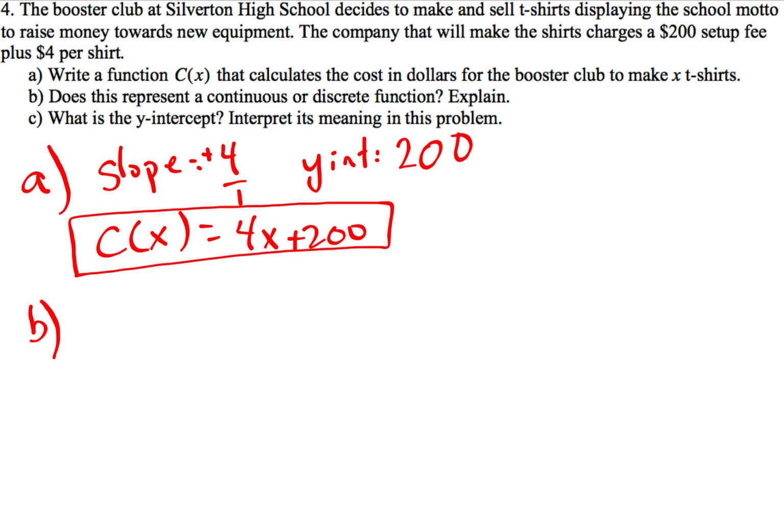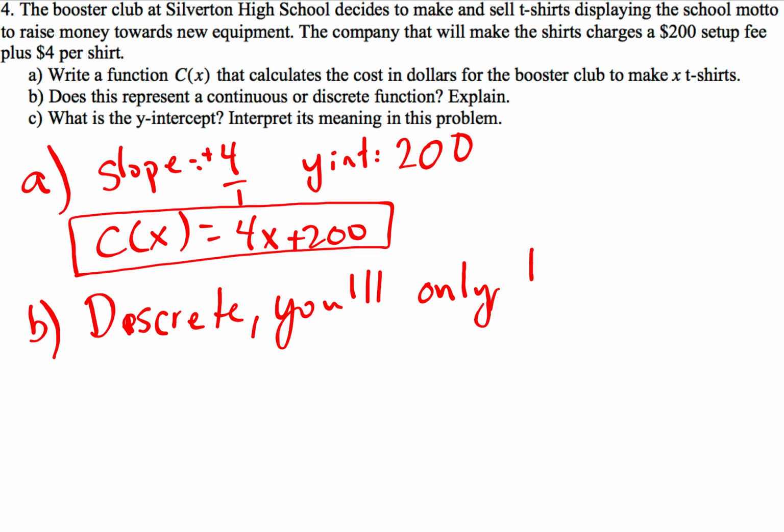Part B, does this represent a continuous or discrete function? Now, to decide this, we need to look at the input. The input is shirts. Does it make sense to think of shirts in terms of half shirts and third shirts and eighths of a shirt? We would only buy shirts that are full shirts. So we're only going to buy a whole number of shirts. So I'm going to say this is discrete, because you'll only buy whole shirts. You're not going to get partial shirts, and you're not going to take a half shirt and pay $2 for it. If it's a half shirt, I don't want it, right?